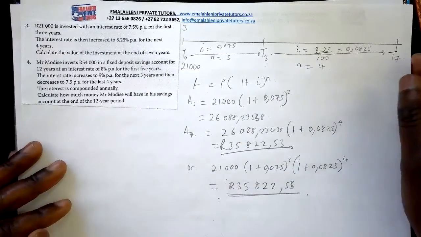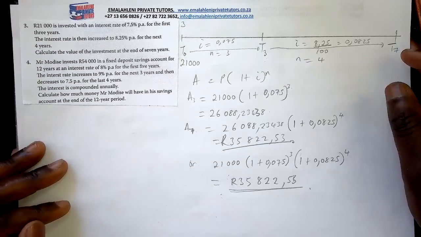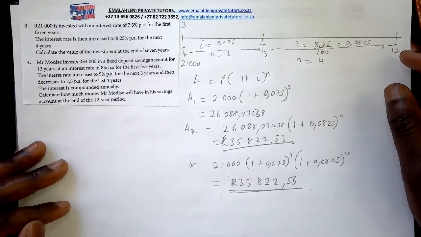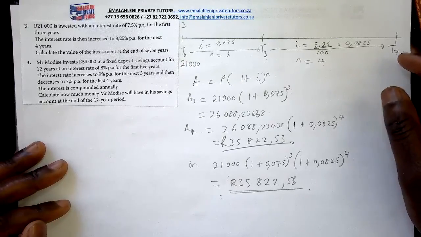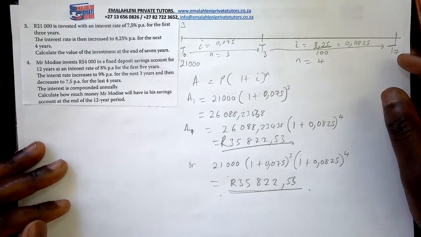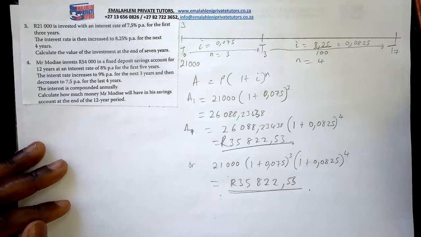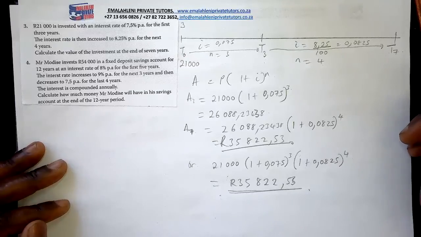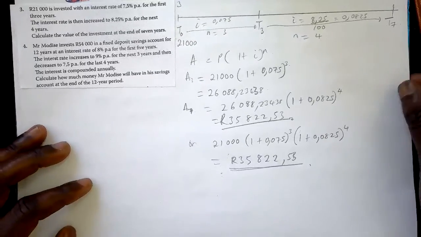It's saying, Miss Modise invests 54,000 in a fixed deposit savings account for 12 years at an interest rate of 8% per annum for the first 5 years. Now, the interest increases to 9% per annum for the next 3 years, and then decreases to 7.5% per annum for the last 4 years. The interest is compounded annually. Now, calculate how much money Ms. Modise will have in her savings account at the end of the 12-year period.